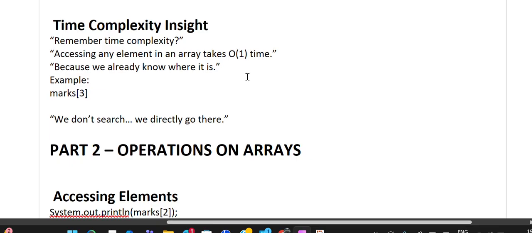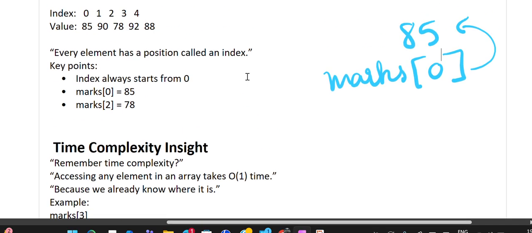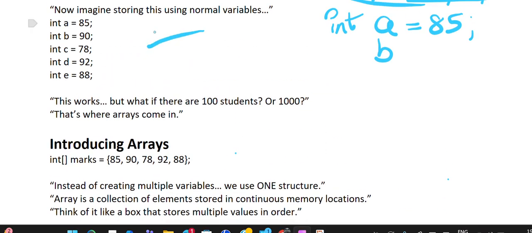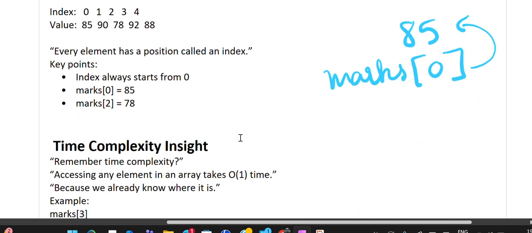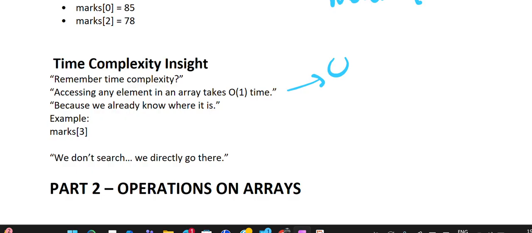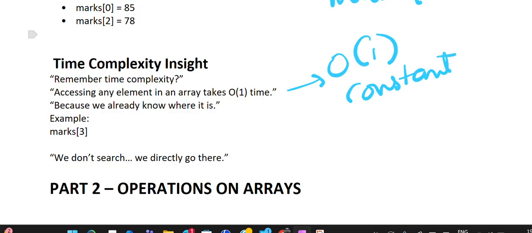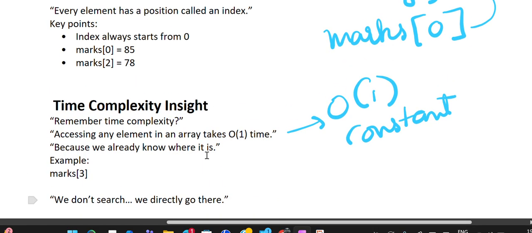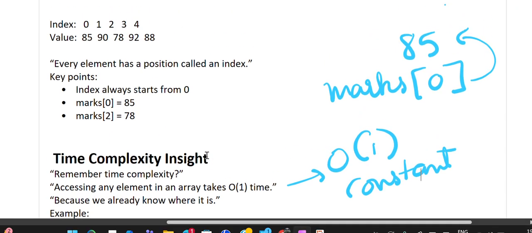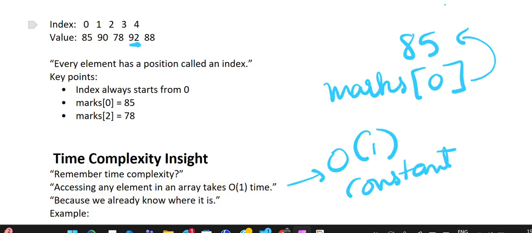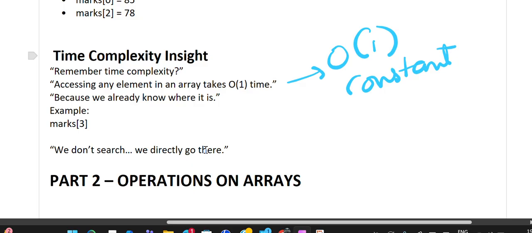And then you remember the time complexity, right? When you take this kind of data, it will hold your memory, and the time complexity is also not unusual. An array takes constant time. If you remember, this is the constant time complexity, because we already know where it is. If you want to know where exactly 92 is, it will be at the third index, right?